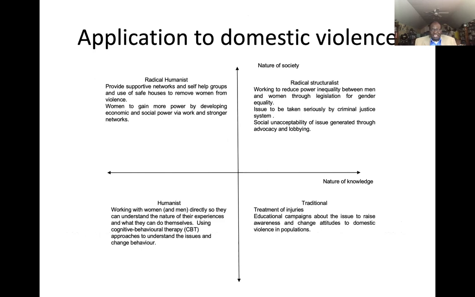Application to domestic violence. You have the radical humanist. They say, okay, provide, whenever you talk of domestic violence, most of the time it refers to you talking about women. Provide supportive network and self-help group and use of safe house to remove women from violence.